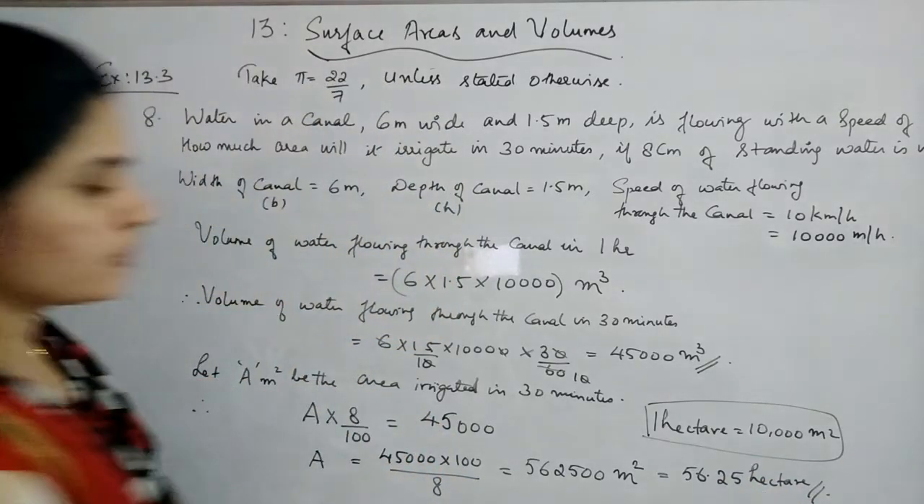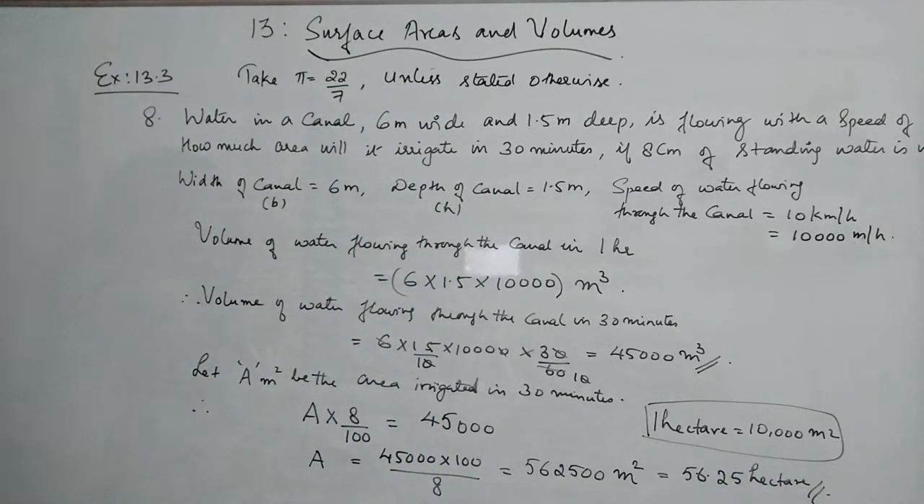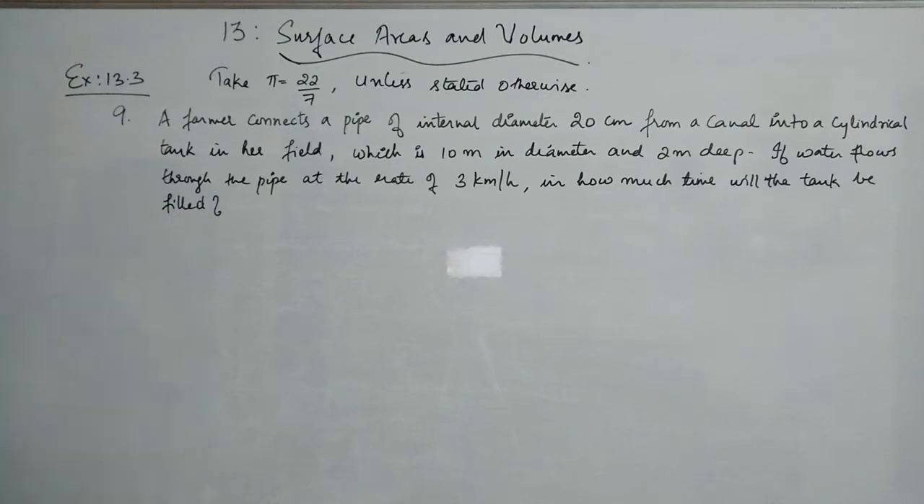Okay, so this is the area irrigated. Question number 9 is, a farmer connects a pipe of internal diameter 20 centimeter from a canal into a cylindrical tank in her field, which is 10 meter in diameter and 2 meter deep. If water flows through the pipe at the rate of 3 km per hour, in how much time will the tank be filled? So when they say that pipe connects the water in the canal to the cylindrical tank in her field, that pipe is acting as a cylindrical shape.